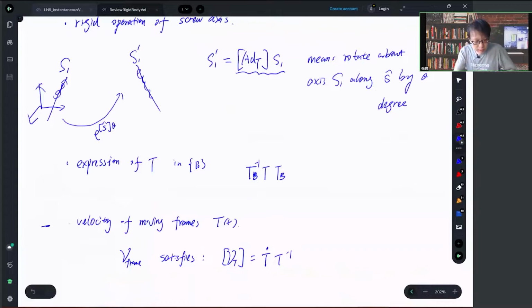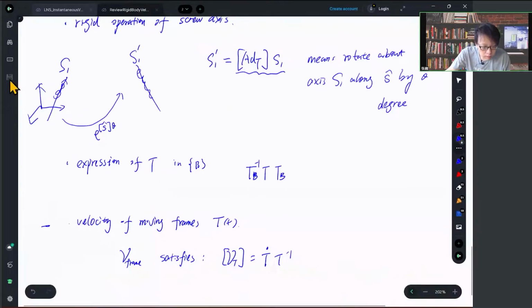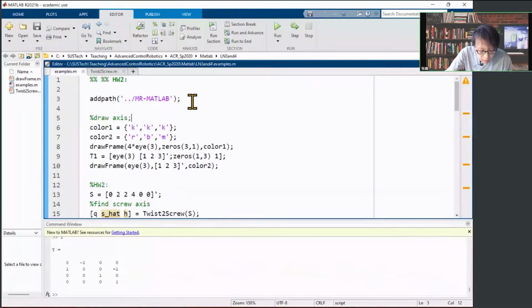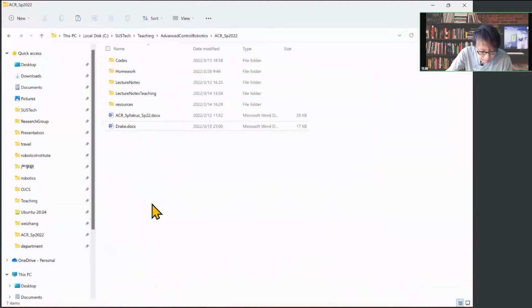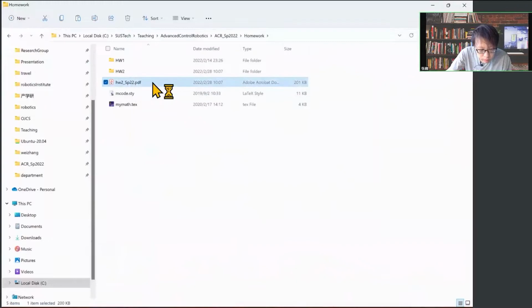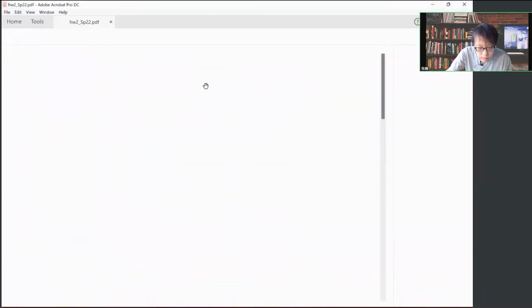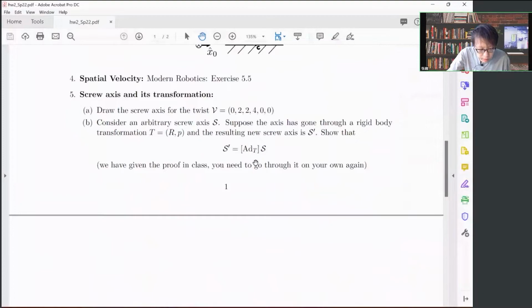Okay, let's take a look at some examples. Assume you can see my screen. Let's take a look at homework 2. Let's do homework 2. That's our homework 2, and let's consider this problem.